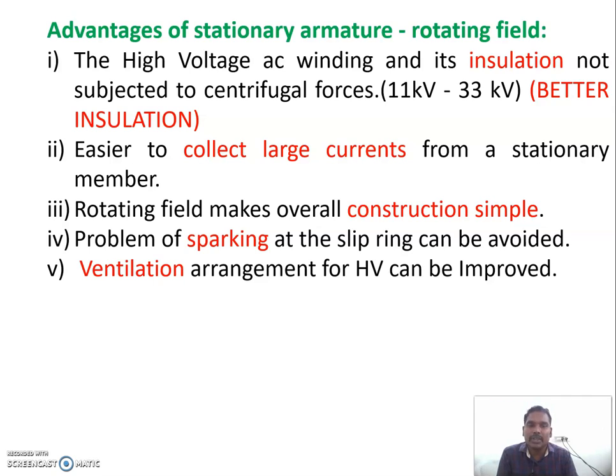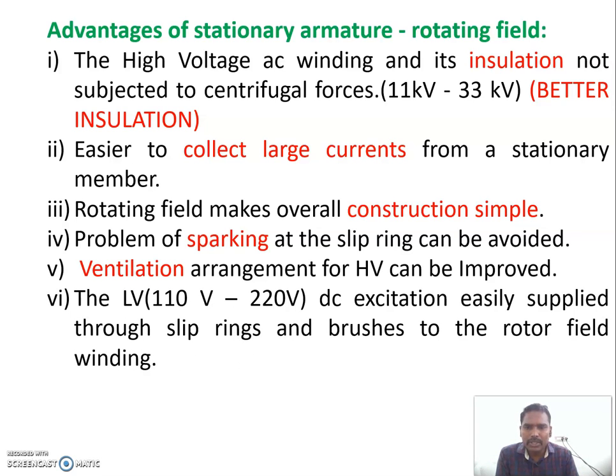Then ventilation arrangement for HV can be improved. So this is the very major problem. If your machine does not have proper ventilation, then definitely the heat generation in the winding will spoil the life of the machine. So we have to give proper ventilation to the system, so that all the heat generated inside the machine is properly extracted to the outside, and we can avoid insulation failure.